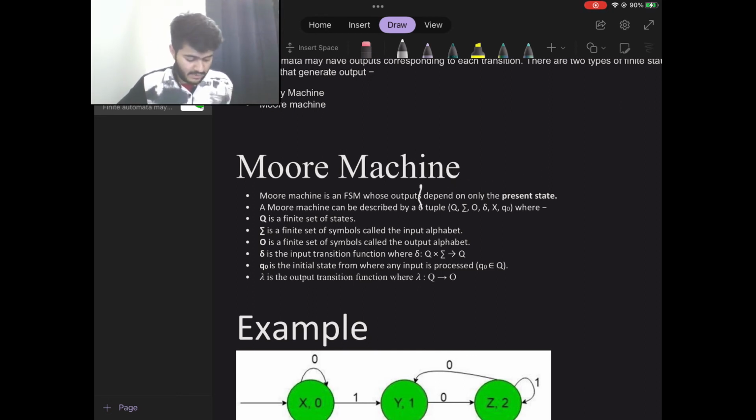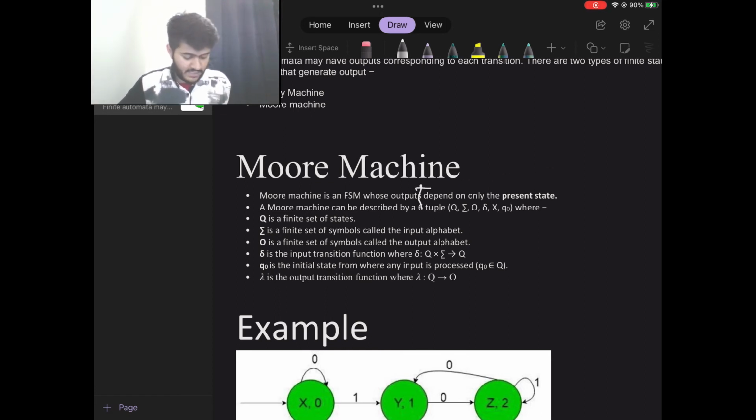In DFA and NFA, there were 5 tuples. Here there are 6. Q is same, sigma is same, transition functions are same. Here delta is the transition function, and lambda is the output function. Q naught is same, and O is the set of finite output symbols that we'll get at the end. So what will it tell us? With output, if we are getting 0, then it will lead us to 0 only for x, the first state. And if we give 1, then it will lead us to 1.